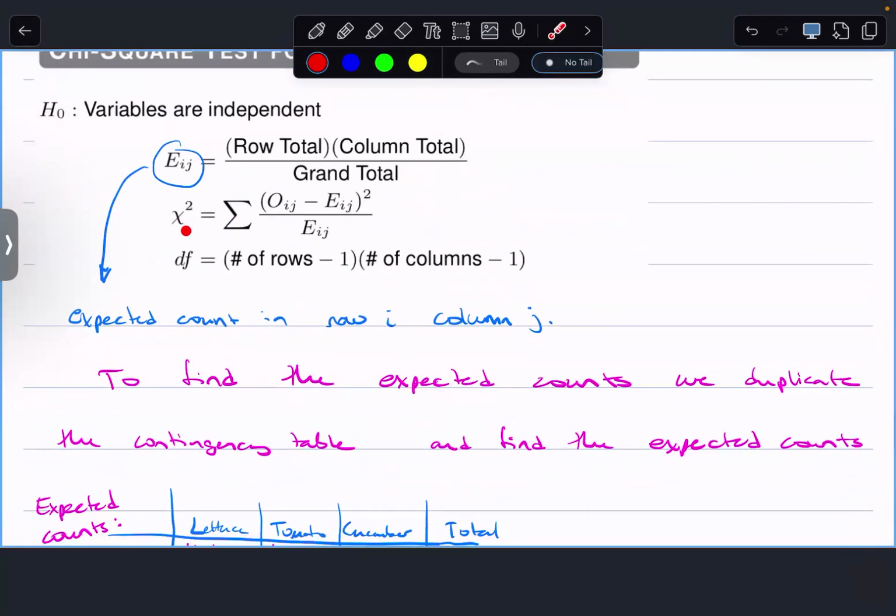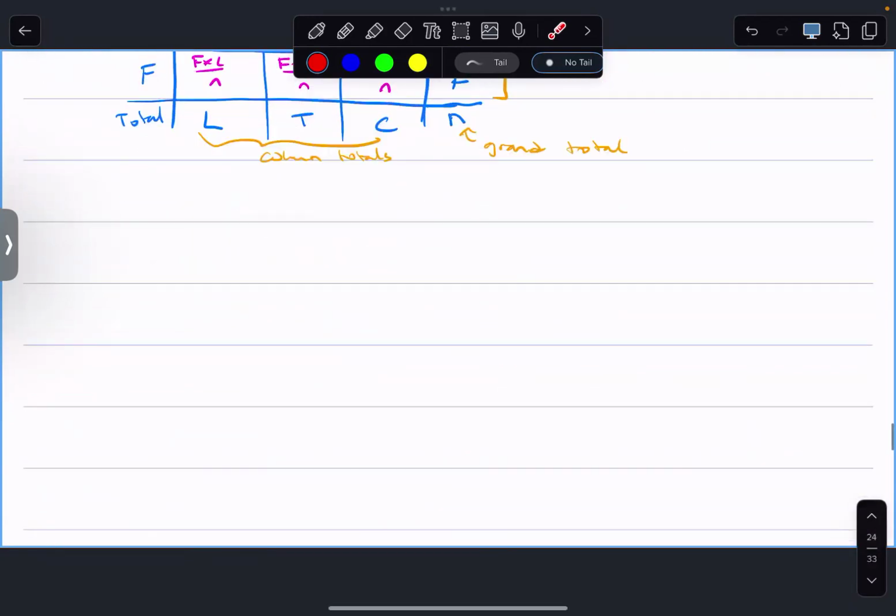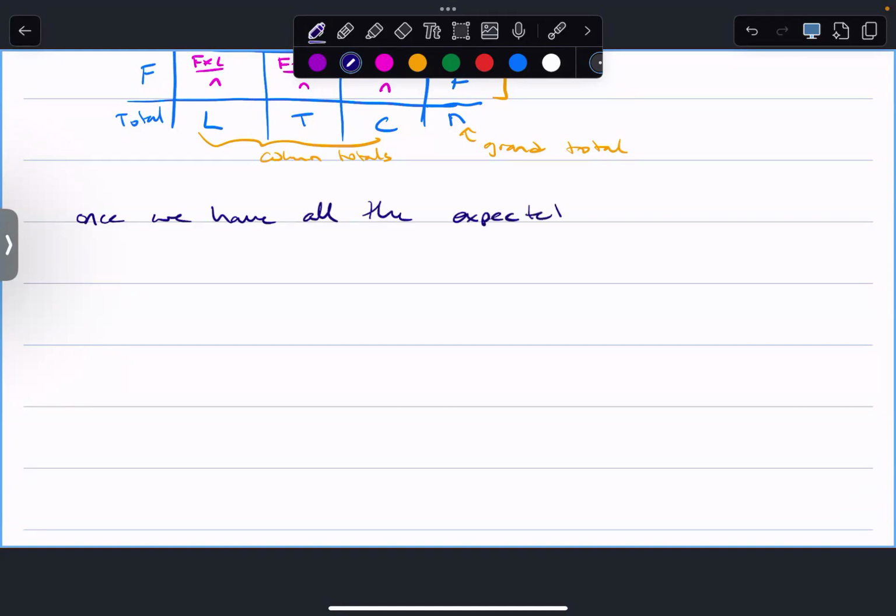Once you have your expected counts, though, our chi-squared stays the same. We take your observed count in each cell, subtract the expected count from that cell, square it, and divide it by the expected count. And then you add those all up and you get your chi-squared. Right? And so once we have all the expected counts, make sure they're all greater than 5. That's one of the conditions, right? So we may as well check that they are all greater than 5.